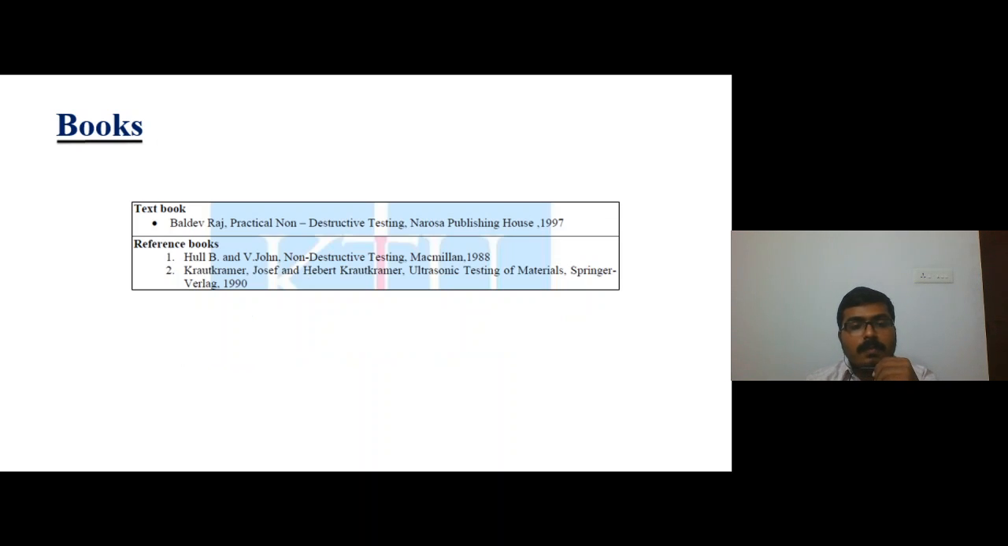Again, the books as per your university syllabus: the first one prescribed is the textbook by Baldev Raj, Practical Non-Destructive Testing, by Narosa Publishing House, 1997. And you have two reference books, by Hull B and V John, Non-Destructive Testing, published by Macmillan in the year 1988.